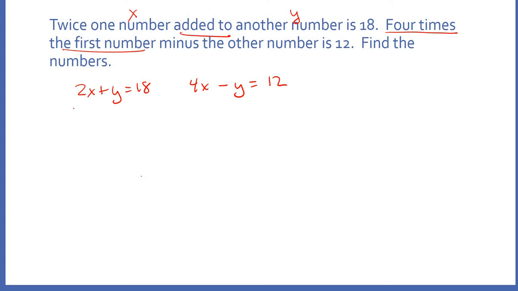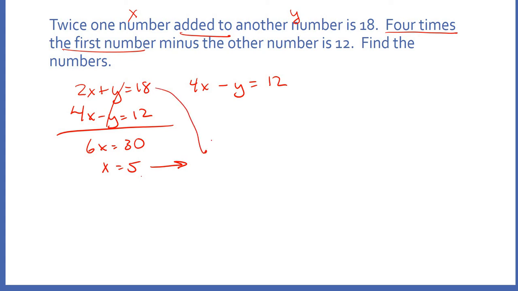I'm going to use elimination, so I'm going to line up the like terms. I'm going to set these on top of each other. I'm going to get 6x equals 30. The y's have canceled. x equals 5. Plugging it back into either equation, I'll go ahead and use the top one. 2 times 5 plus y equals 18, and y equals 8.